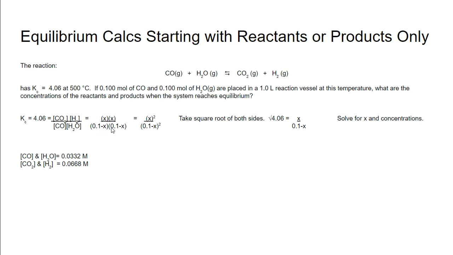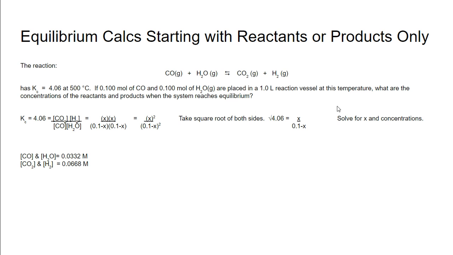Now, the original concentrations of CO and H2O are 0.1. So it starts out 0.1, 0.1, but then it's going to shift to products. We don't know how much, so we're just calling that X. So 0.1 minus X, and 0.1 minus X. On top, how much it shifts is just X. So now we have X squared over (0.1 minus X) squared. Both of these are squared, so we can take the square root of both sides. The square root of 4.06 equals X over 0.1 minus X.